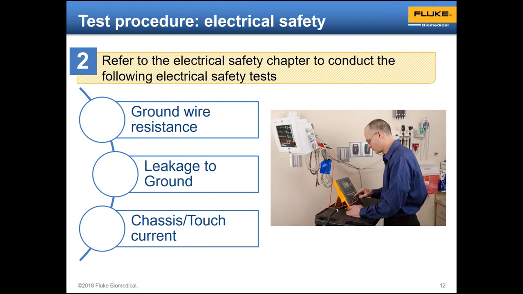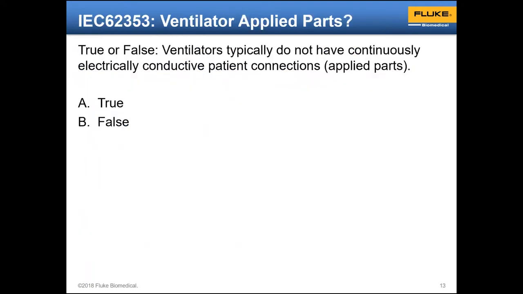We're going to look at them against the testing limits from the standard. I showed you those yesterday, and those are available in the book chapter that is available for download when you take this ventilator testing course in the Advantage Training MDQA series. So these are the tests that we're going to do. Now I have another question for you. True or false? Ventilators typically do not have continuously electrically conductive patient connections. True or false? And Maria, you can open the poll question again, please.